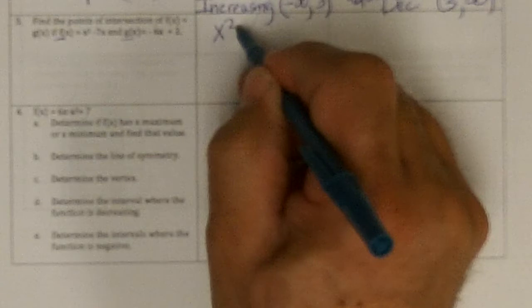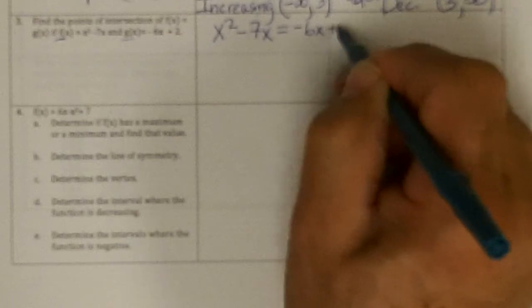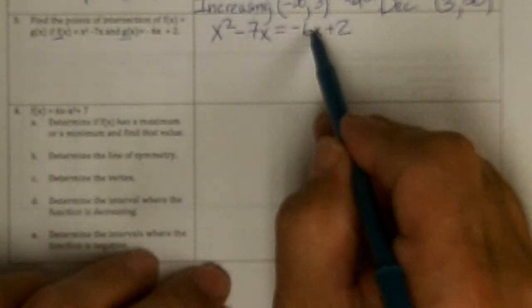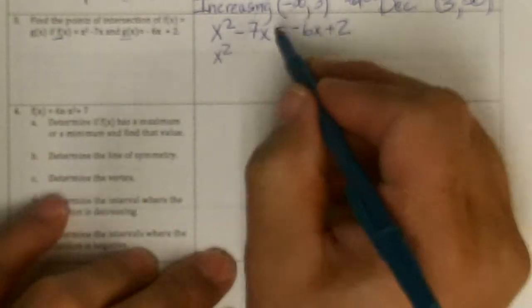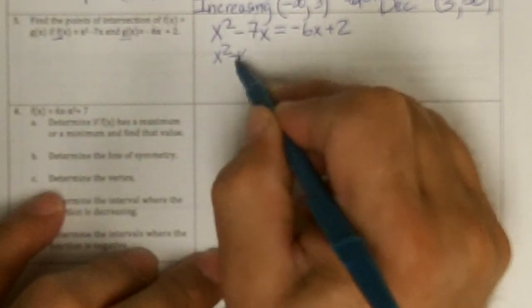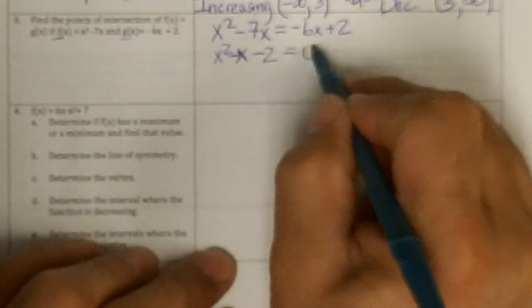Find the points of intersection. So we want to know, they're going to intersect when the y heights are equal. So we're going to have x squared minus 7x equal to minus 6x plus 2. Now this is a line and that's a parabola, so they probably intersect in 2 places. I will add 6x to both sides, since I got a square, and I'm going to have to set it equal to 0. And so if I add 6x, I'm going to get x squared minus 1x, and subtract 2 from both sides, minus 2 equals 0.